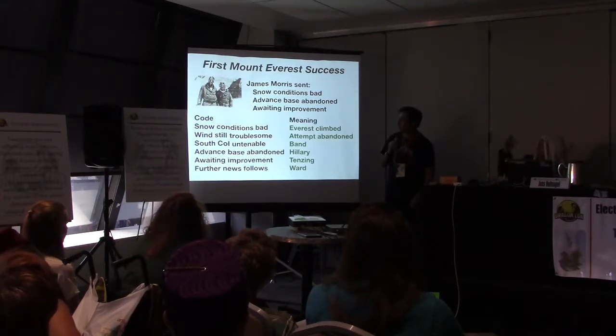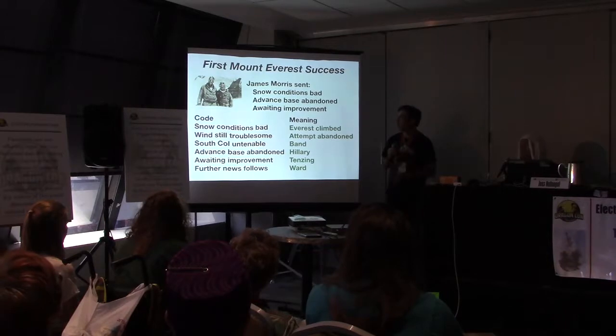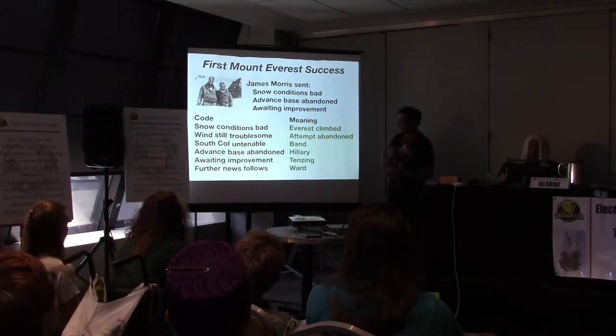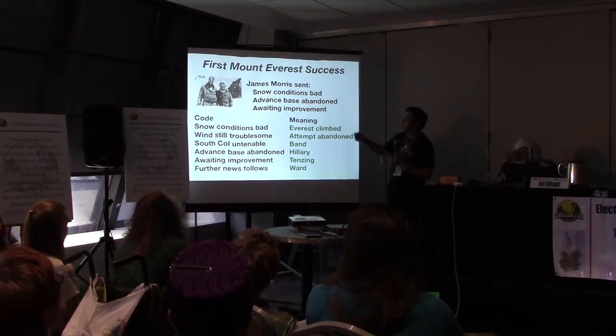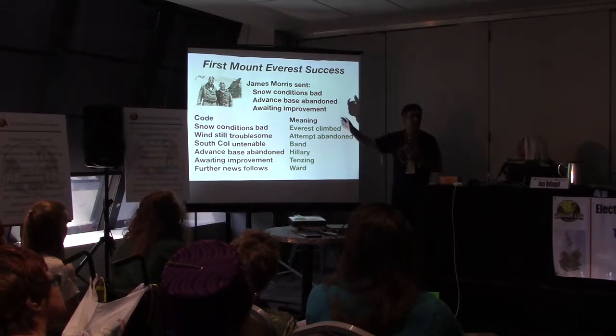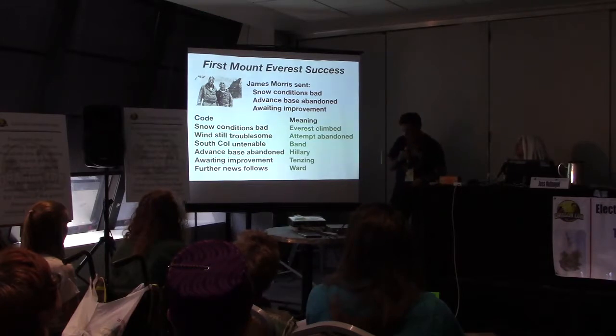Well, there's his code. Snow conditions bad meant Everest had been climbed. And advanced base abandoned meant that Hillary had done it. And awaiting improvement meant that Tenzing was with him. And so James got his scoop because nobody knew from that that Mount Everest had been climbed. So this was actually a code that told them what really happened.